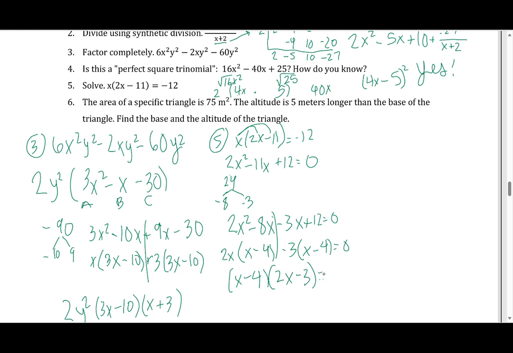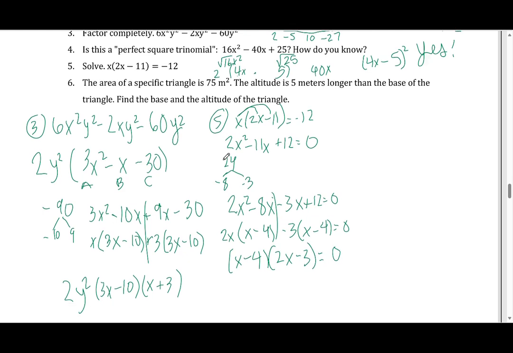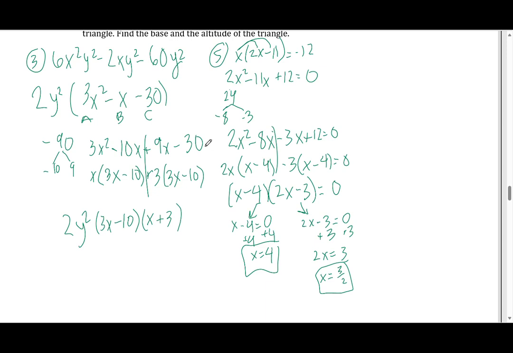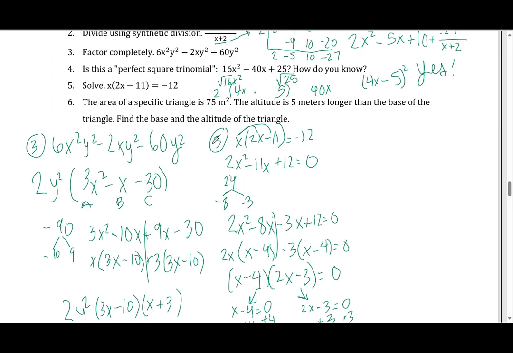Now with factoring we'd be done, but remember on number 5 it asks us to solve, and so we're going to keep solving. We're going to say, okay, what makes that 0? Positive 4, so x equals 4. And then over here, okay, what makes this one 0? Let's solve for x. x equals 3 halves or 1.5. So those are my two answers. I can plug those in the beginning and see if they work. They do.